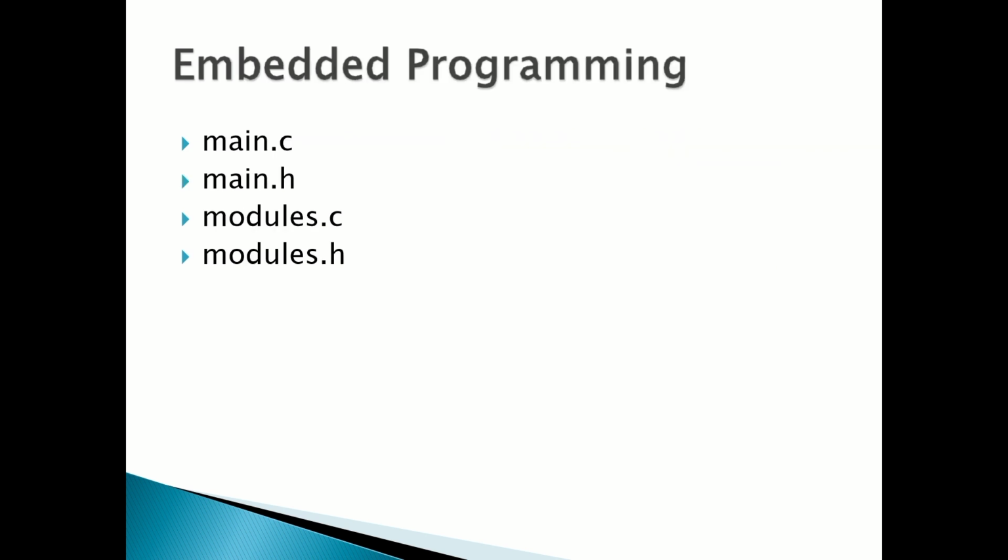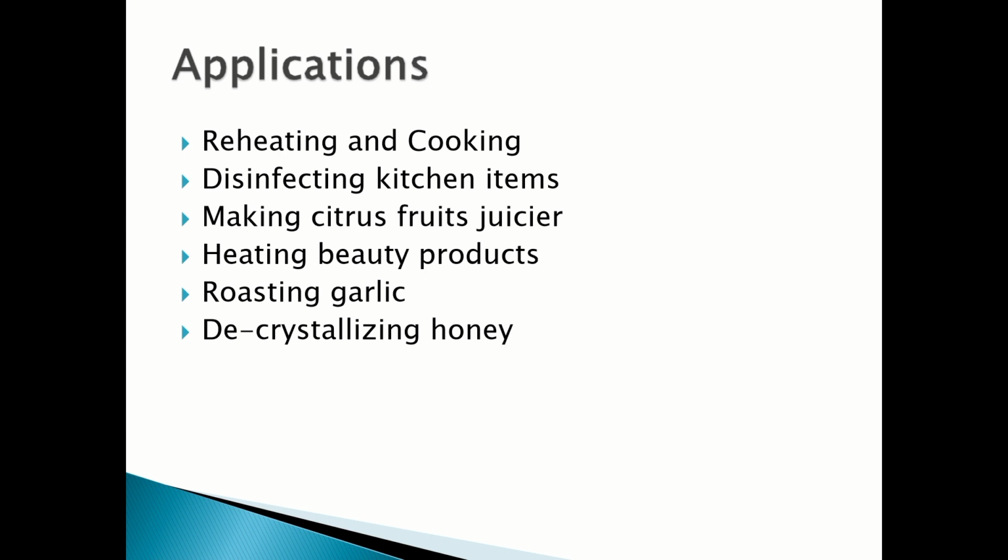In the embedded programming, we have used four files, mainly main.c, main.h, modules.c, modules.h. The applications of a microwave oven are reheating and cooking, disinfecting kitchen items, making citrus fruit juice, heating beauty products, roasting garlic, and decrystallizing honey.